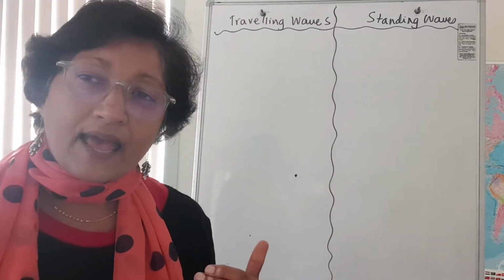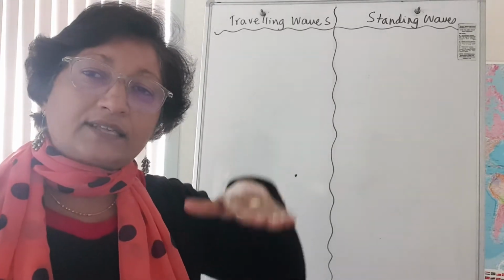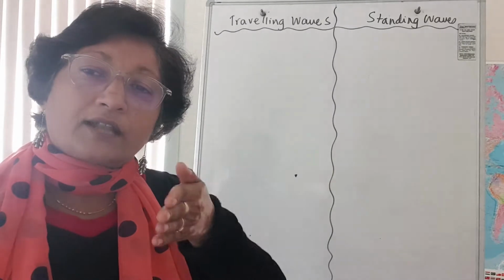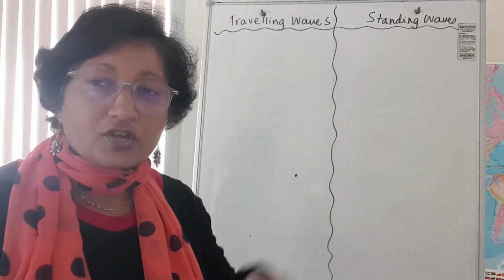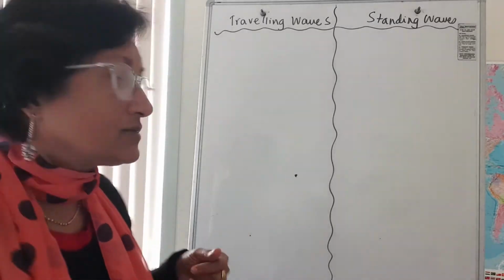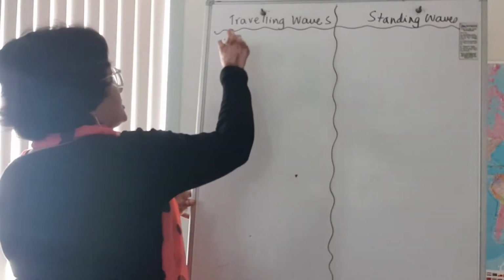The only thing that happens in a traveling wave is localized movement. So the particles are just either moving up and down, or the particles are moving back and forth. I'm just noting things down as I'm talking. So the first function of a traveling wave is to transfer energy.